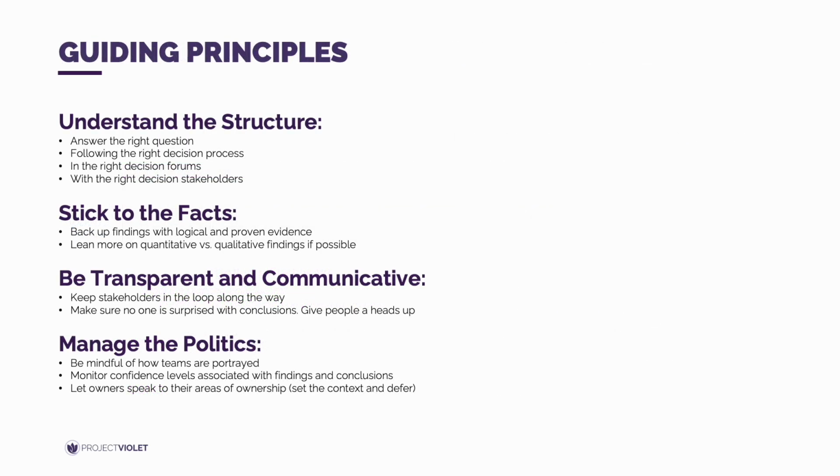We'll be sharing more examples in our community this week that speak not just to the timeline issues, but also quality and overall scope issues. Let's end with some overall guiding principles. When leading on a project, make sure you understand the decision-making structure for escalation management. This is making sure that you're answering the right question, following the right decision process, in the right forums, with the right decision makers. From there, stick to the facts, be transparent and communicative, and finally, manage the politics.